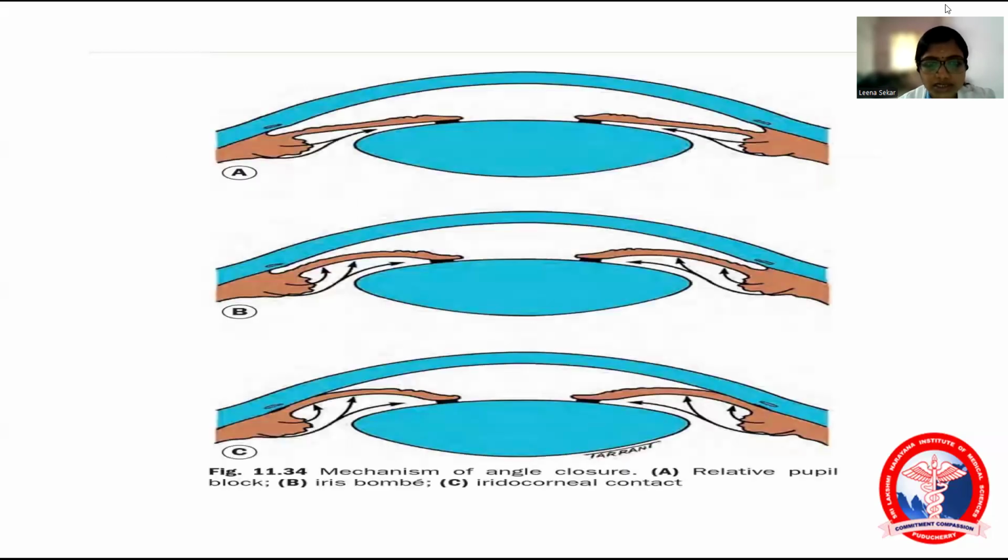This picture indicates the mechanism of angle closure. First one is the relative pupillary block. There is a pupil block and accumulation of fluid behind the iris, which further causes iris bombé. Next picture depicts how iridocorneal contact occurs and closure of trabecular meshwork occurs.